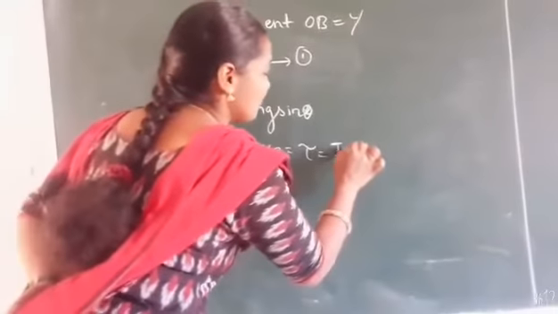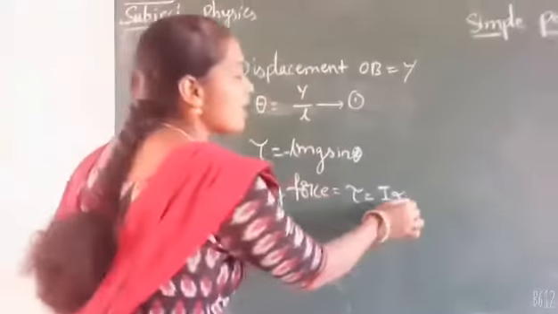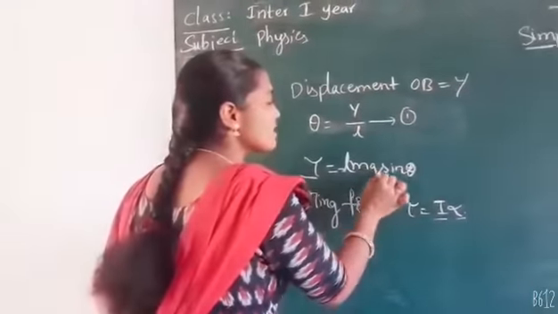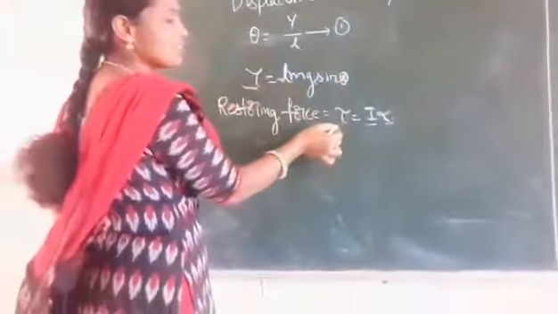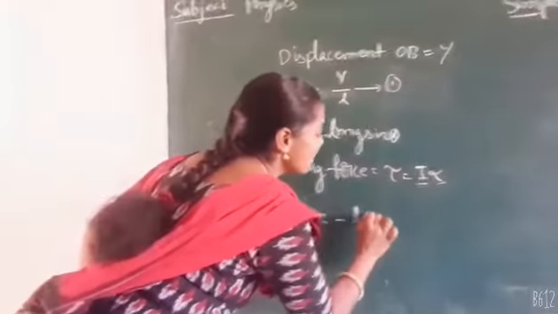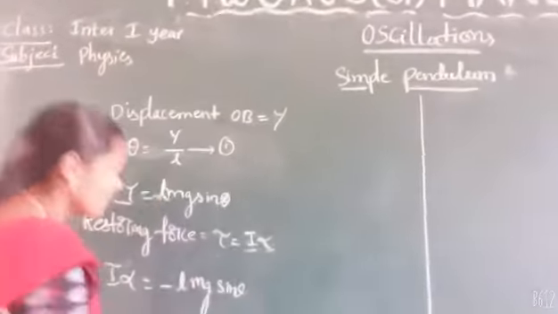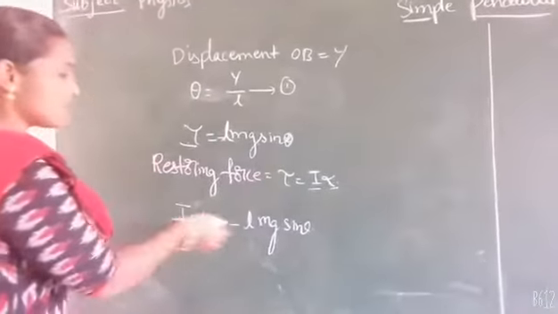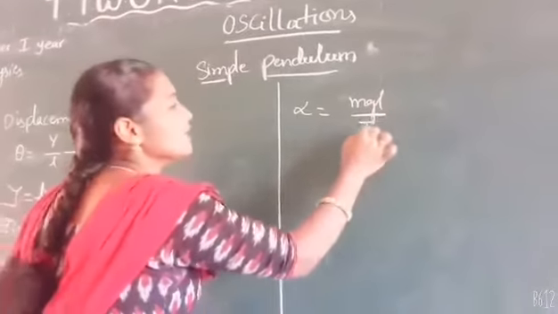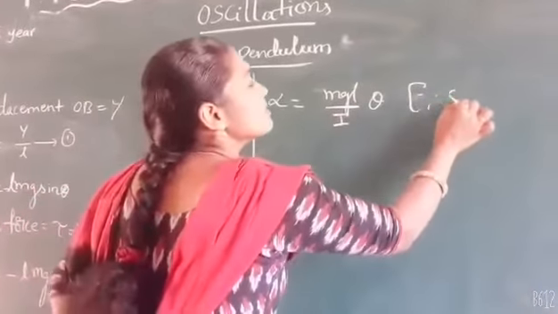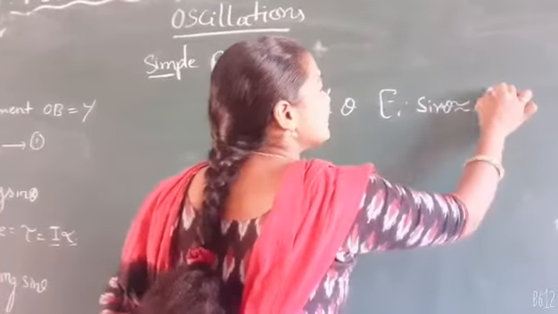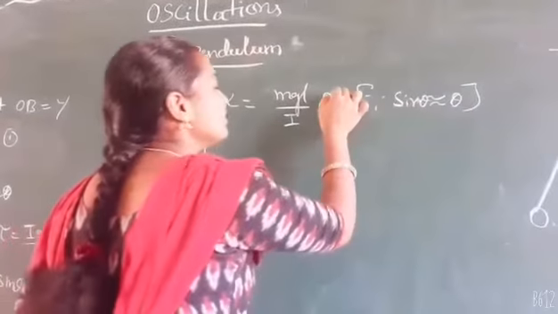Torque tau is equal to I alpha, where I is the moment of inertia and alpha is the angular acceleration. So tau is equal to minus L mg sin theta, and both are restoring torque, so we can equate them: I alpha is equal to minus L mg sin theta. Bringing I to the other side, alpha is equal to minus mgL by I times theta. Hence if theta is very small, we can ignore the sin term, and write only theta in place of sin theta.